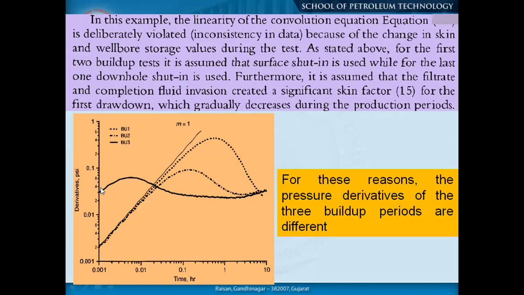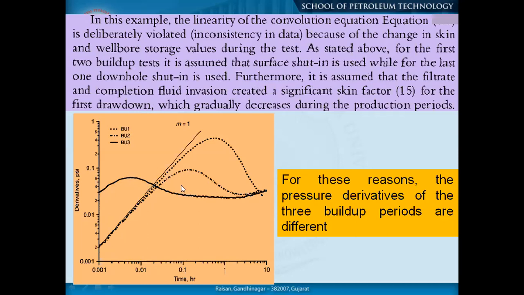That's why you see there is a devolved available storage effect. Only maybe some effect of skin we may get because our skin will be there. Furthermore, it is assumed that the filtrate and completion fluid invasion created a significant skin factor in the two cases.